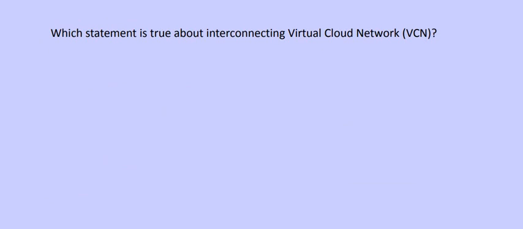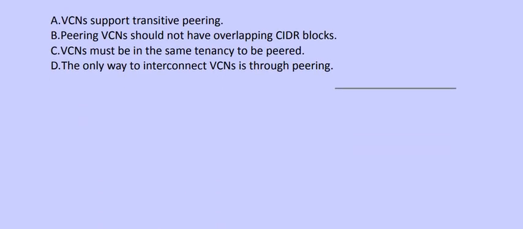Next question is, which statement is true about interconnecting virtual cloud networks (VCN)? Options are: Option A, VCN support transitive peering. Option B, peering VCNs should not have overlapping CIDR blocks. Option C, VCNs must be in the same tenancy to be peered. And option D, the only way to interconnect VCNs is through peering. The correct option is option B.